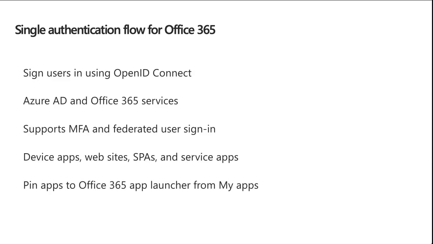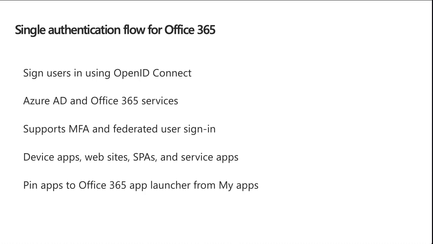Now, Office 365 has a single authentication flow for Office 365 and the Microsoft Graph. Users are going to sign in using a technology called OpenID Connect, which is an open standard. And what that does is that once people have logged in, there's this nice little envelope wrapper that will include details about the individual who's just logged in.